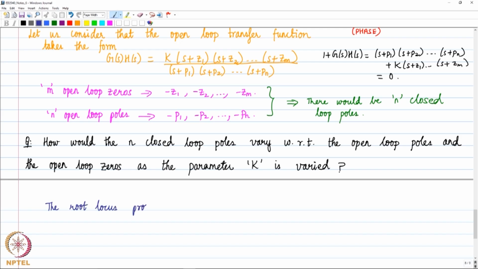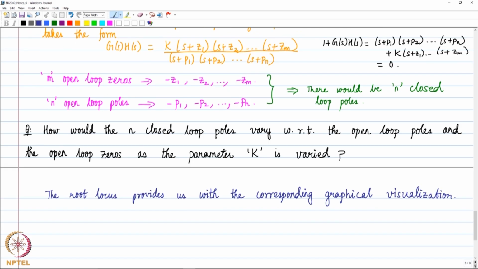We will see that the root locus provides us with the corresponding graphical visualization. Okay. So what we are going to consider is the following.